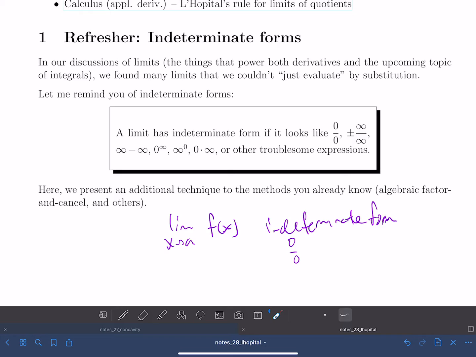So all these weird expressions here are what we call indeterminate forms, and in particular, they're troublesome because for all of those, I can't just evaluate and use the method of substitution as I really want to. I really want to be able to just plug it in, but oftentimes I can't. For some problems, we were doing algebraic factor and cancel as a primary method. That was like canceling the common factor in polynomials. So this is an additional technique, not a replacement to the other techniques that we've learned previously. Let's turn the page.